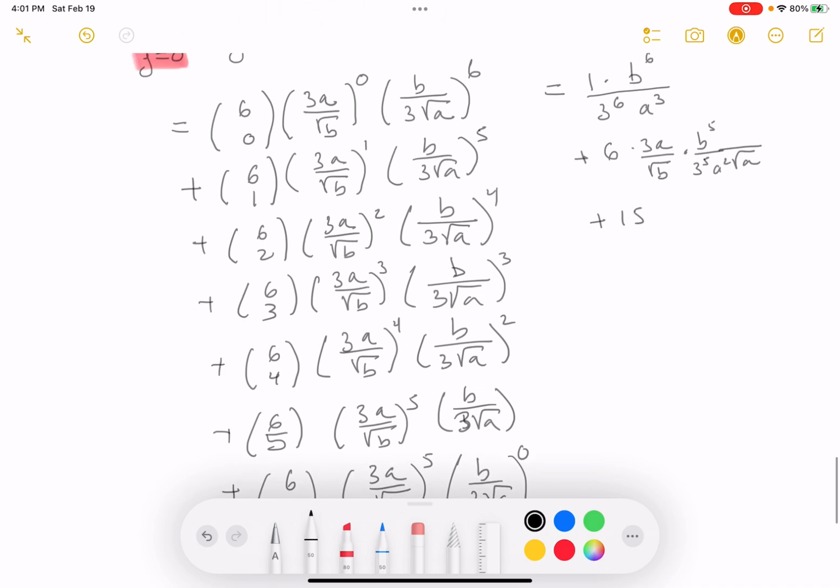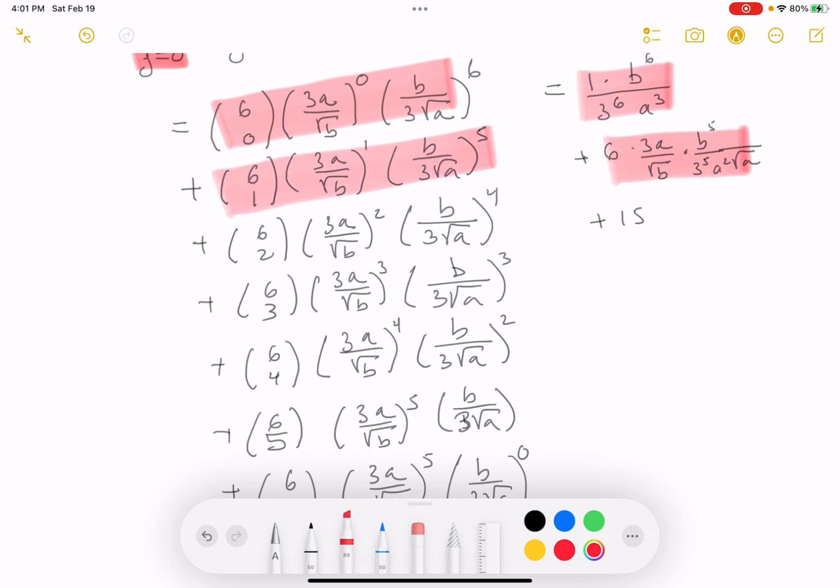All right, let me point out what we've done so far. I've done this, I've done this, and now I'm working on this. And what do you get there? You get 9a squared, and on bottom you just get b. Over here you get b to the 4th, and then you get 3 to the 4th power, and then you'd get a squared. All right, so that one's done.